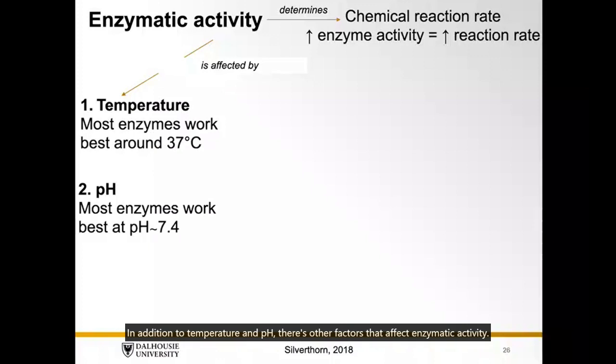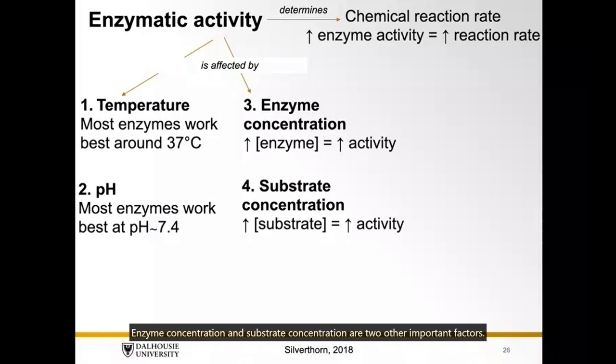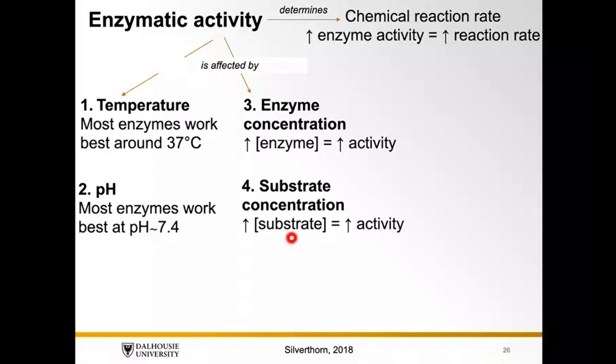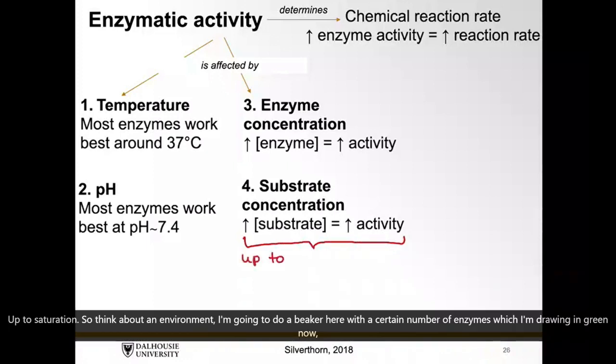In addition to temperature and pH, there's other factors that affect enzymatic activity. Enzyme concentration and substrate concentration are two other important factors. Once again, the relationship should be pretty self-explanatory, where if you increase the concentration of enzyme, you will increase the activity of this enzyme and therefore speed up the reaction rate. Same thing for the substrate. If there's more reactant or if there's more substrate, you increase the activity of the enzyme. This is true up to a certain point, up to saturation.